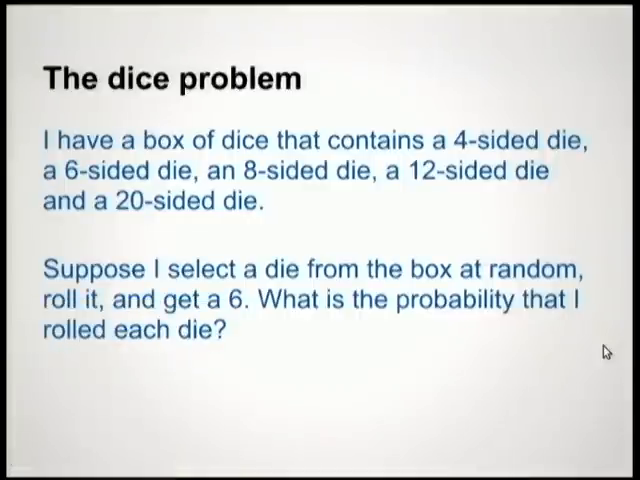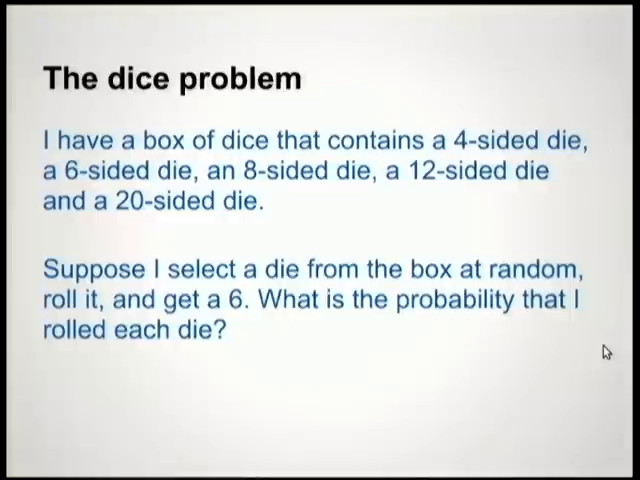All right, so let's do the second problem in this sequence. This is called the dice problem. The theory here is that I have a box that contains a 4-sided die, 6-sided die, 8-sided die, 12-sided, and a 20-sided die. This is in fact true. I do have a box full of these dice. I used to play Dungeons and Dragons because I am that geeky.